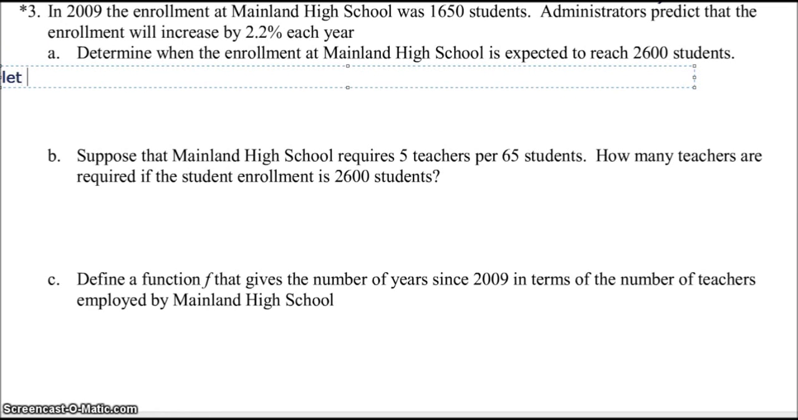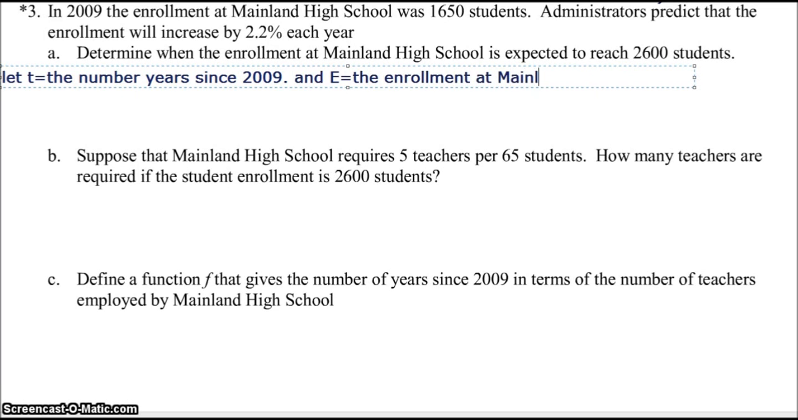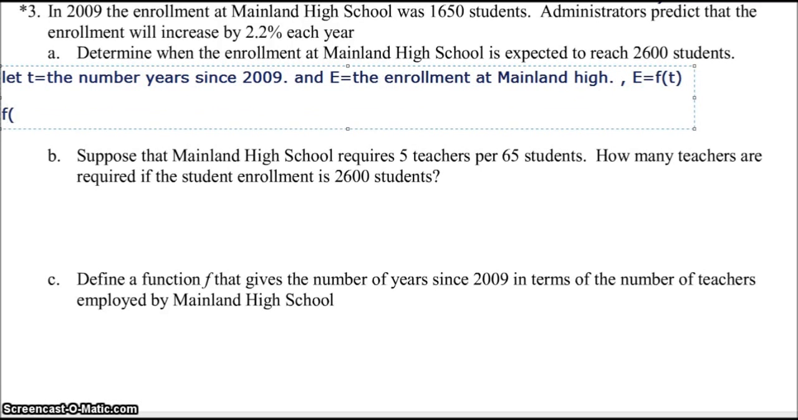Let t be the number of years since 2009, and let capital E be the enrollment at Mainland High. Let's define our function f to be the enrollment in terms of the input t.